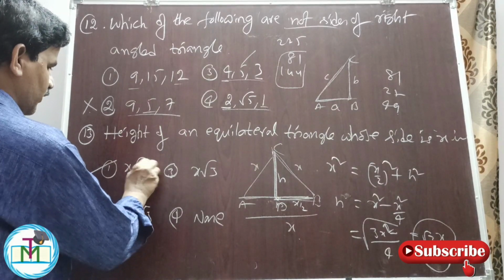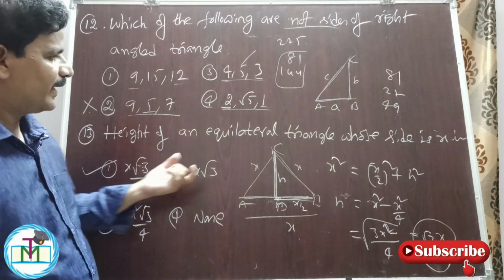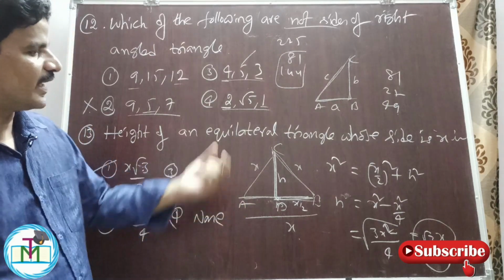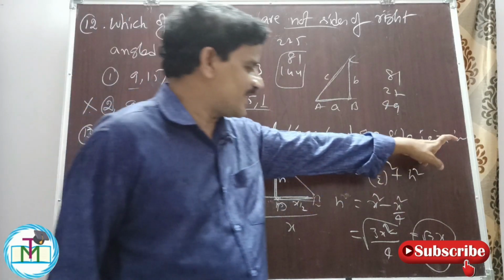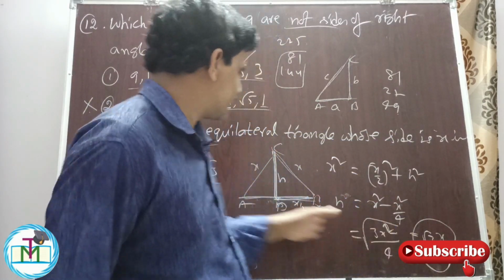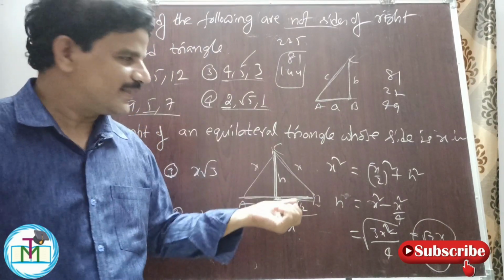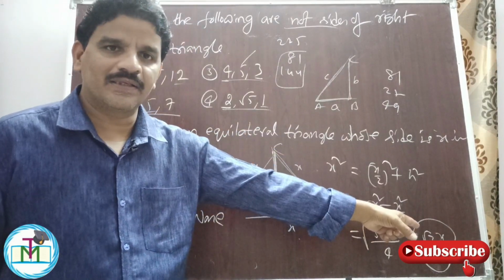This is not 2, this is 3. So therefore this is the way to find the height of an equilateral triangle when one side is given. If one side is 6, you have to substitute 6 here. 2 goes 3 times. 3 root 3 is the height of the equilateral triangle. Here x is given. If some number is given, you have to substitute that number in this formula.